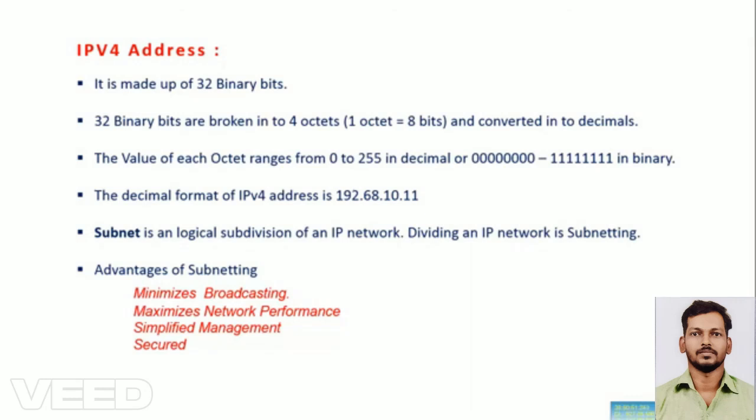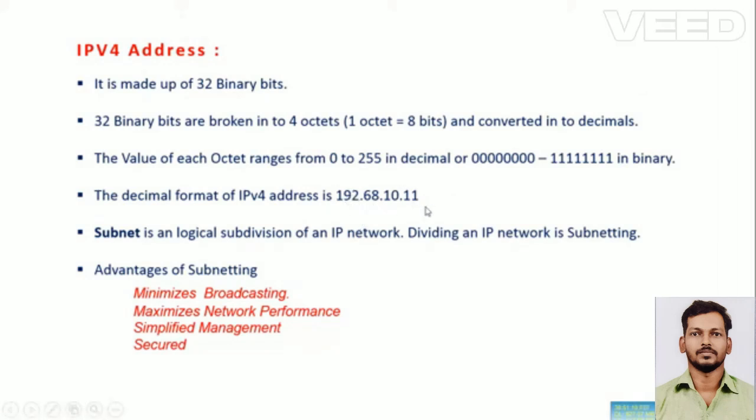So an IP address is 32 binary bits. These 32 binary bits have been broken into 4 octets and converted into decimals. The value of each octet ranges from 0 to 255 in decimal, or all zeros to all ones in binary format. So this is the decimal format of an IPv4 address.